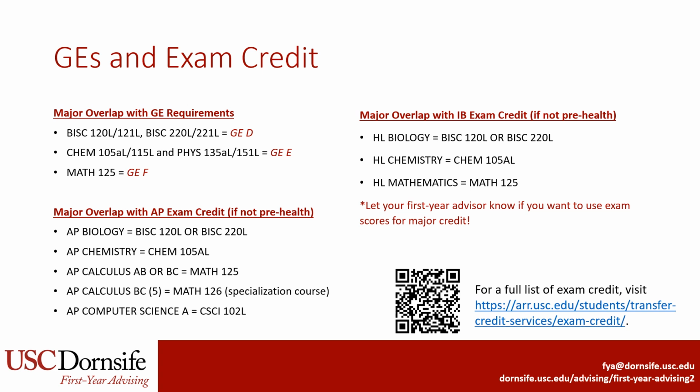A 4 or 5 on AP Calc AB can earn credit for Math 125, as can a 4 on Calc BC. A score of 5 on AP Calc BC can provide credit for both Math 125 and 126. A score of 4 or 5 on AP Computer Science A can give credit for Comp Sci 102, which, while not listed as a formal requirement for the major, is a prereq for one of the programming requirement options in the major. Similarly, IB exams with scores of 5, 6, or 7, if you are not pre-health, can be used to fulfill the BISC, Chem, and Math requirements for the major listed here.